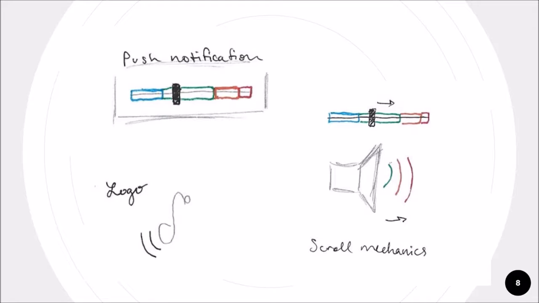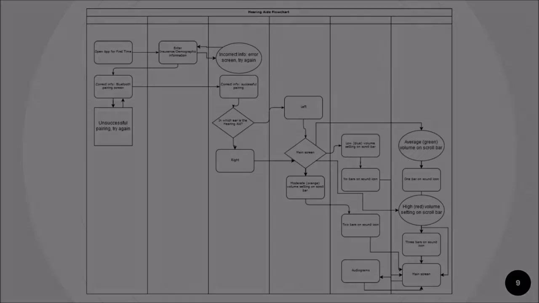Here are more parts of the user interface, including a logo, how the app will still be functional when it is not currently open, a push notification, and various scroll mechanics that are synchronized with the volume control. As stated before, the green represents the good hearing range for the hearing aid. Blue represents the volume that's too low for the user's hearing aid. Orange represents the volume that's a bit too high for the person's hearing aid, and then red represents the volume that's much too high for the user's hearing aid.